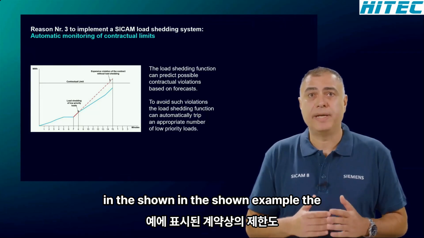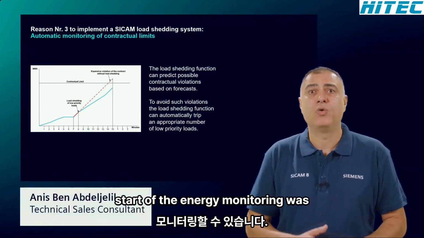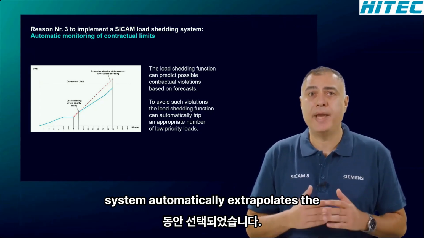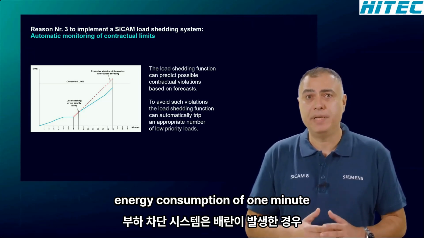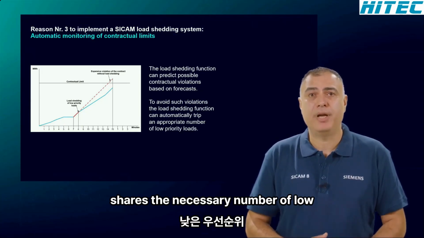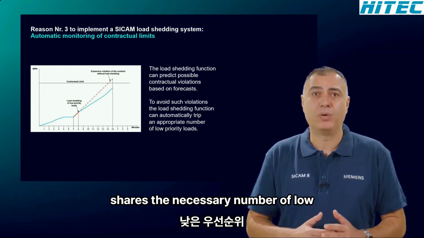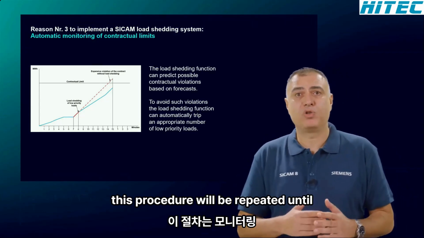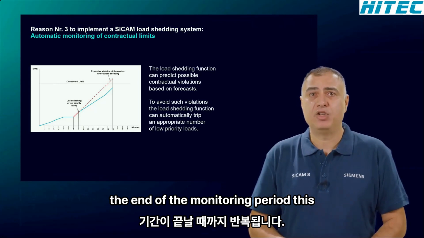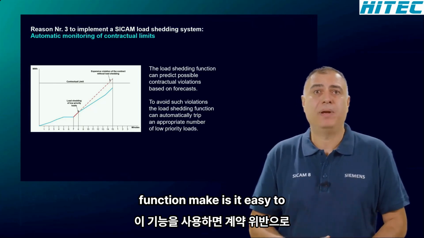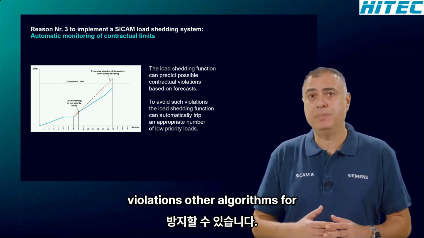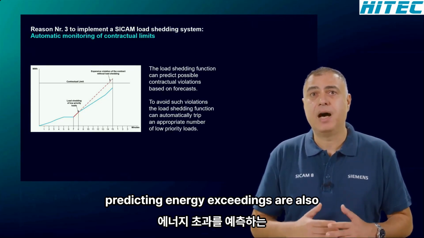In the shown example, the start of the energy monitoring was selected for minute 7. The load shedding system automatically extrapolates the energy consumption of 1 minute. If a violation of the contract is predicted, the load shedding system sheds the necessary number of low priority consumers. This procedure will be repeated until the end of the monitoring period. This function makes it easy to prevent possible effects of contractual violations. Other algorithms for predicting energy exceedance are also possible.